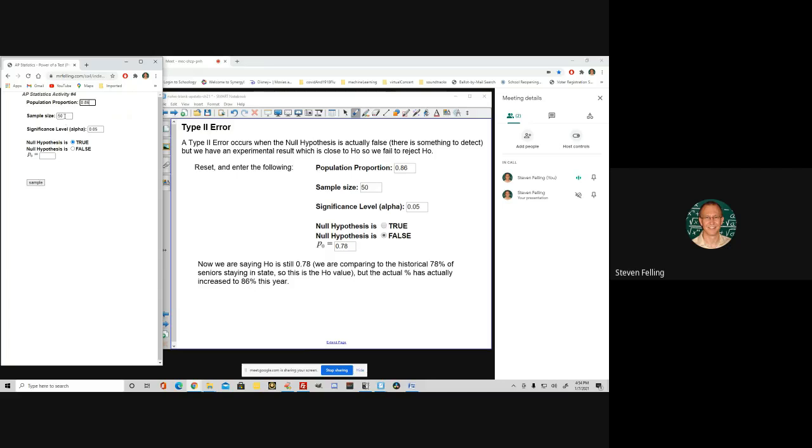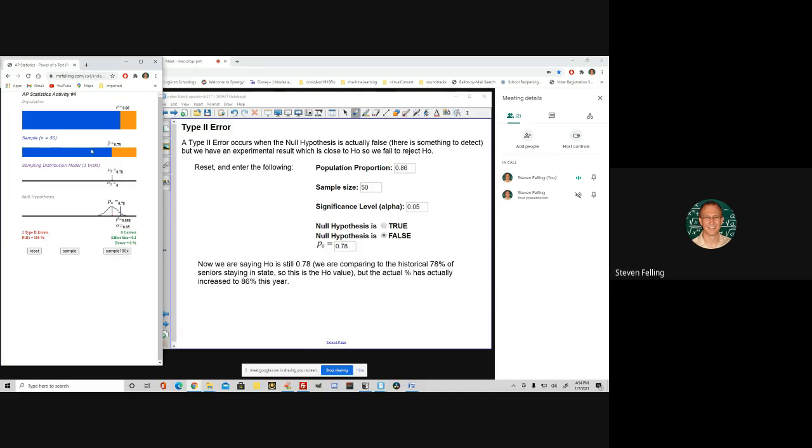We're going to leave the sample size at 50. We're going to leave our alpha value, our decision-making level of 5% for declaring something unusual. But this time we're going to set the null hypothesis to be false, and we'll indicate that we're still assuming that the null hypothesis is 0.78. In other words, the historic value is 0.78, and that's what we're assuming for the null hypothesis. But unbeknownst to us, the real value is something higher, like 0.86. Okay, let's click sample and see what happens here.